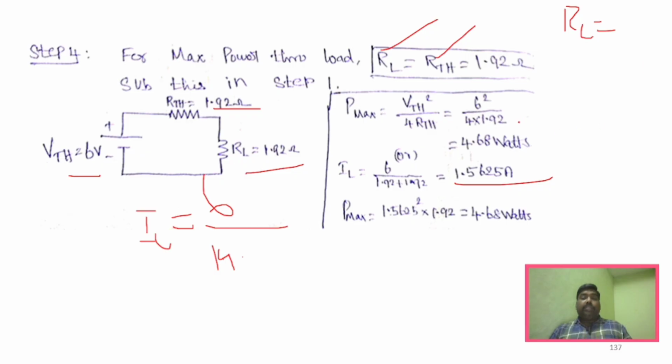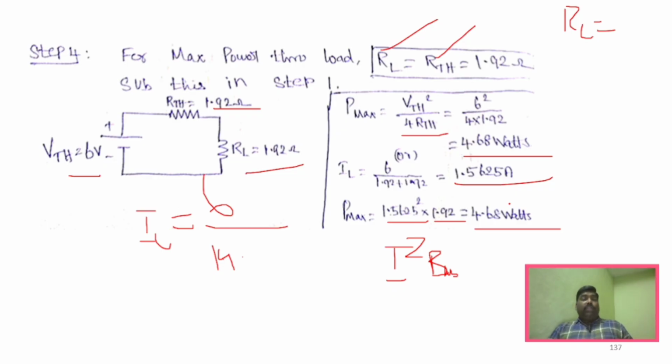And similarly, we can find out the power. Power is nothing but VTH square divided by 4 RTH. We substitute that and get 4.68. We can also calculate it this way: I square RL, right? I square RTH, right? So I square RL is the same, RTH and RL are the same, right? So it's I square into 1.92. You will get the same calculation, right? So it is the same steps that you're going to follow for maximum power transfer as well. The only difference is that at last you need to find out the power and the load current as well, right?